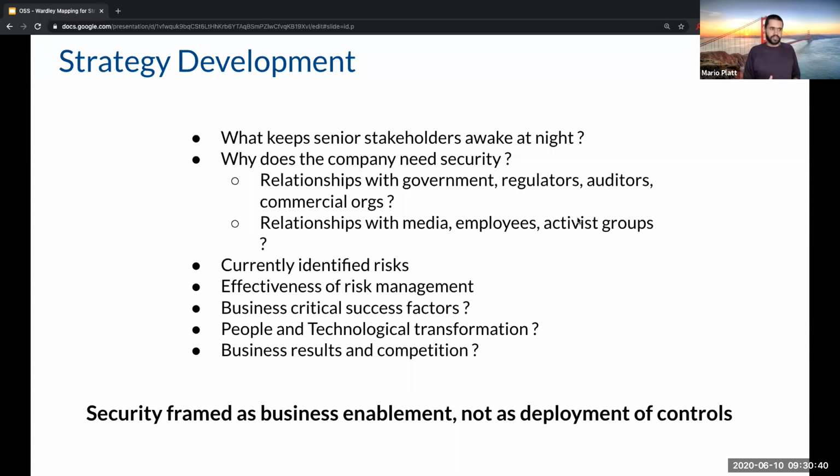So in all of this, we should be thinking about security framed as business enablement and not as deployment of controls. And I think that's still a big problem for security in most organizations, that there's a tyranny of control, right? We over-focus on deploying more controls and not enough on what we can do as business enablers.